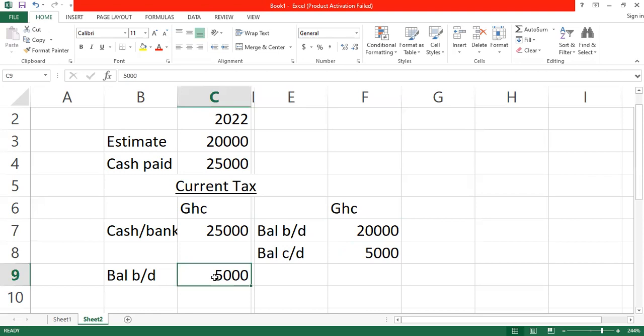All right. Are you okay now? Okay, so if they say debit balance, it means that the balance brought down is on the debit side of the current tax account. Okay. Thank you. All right.